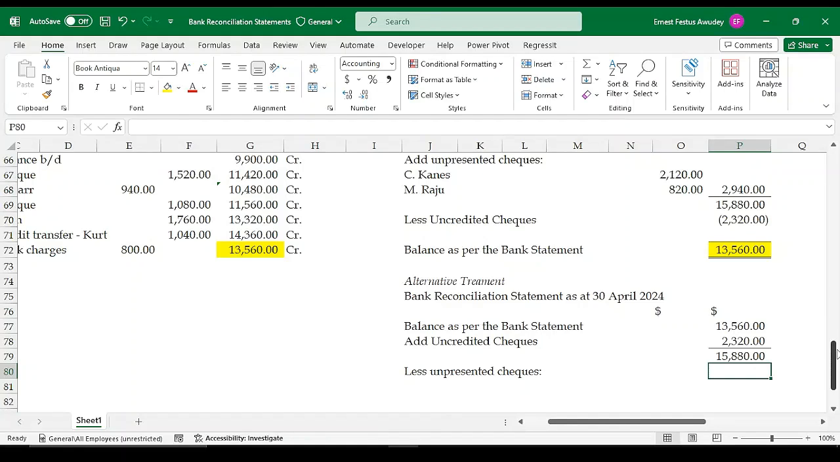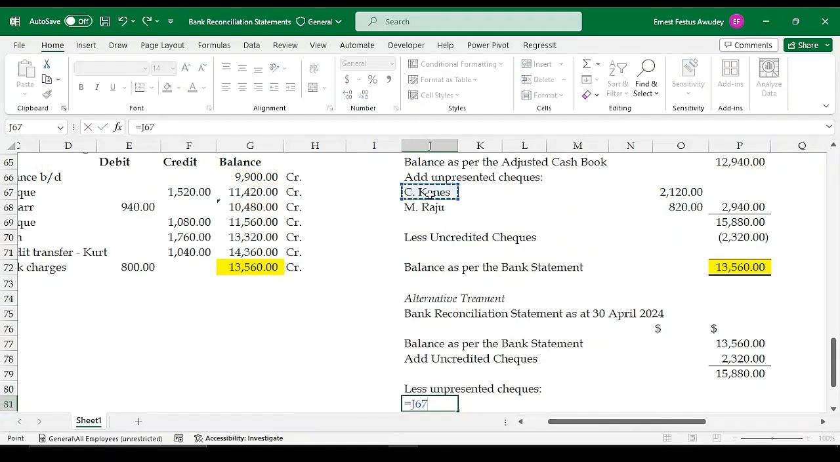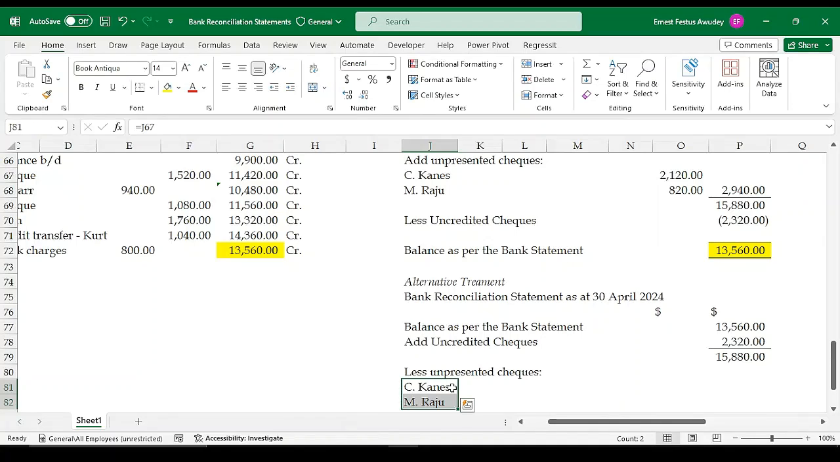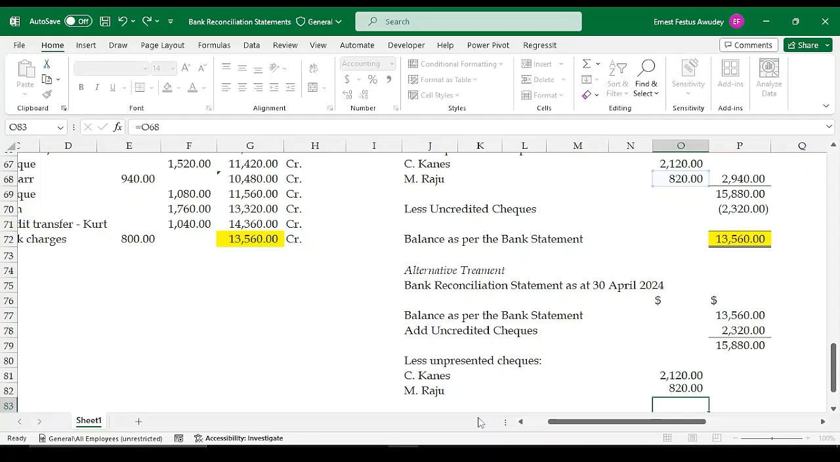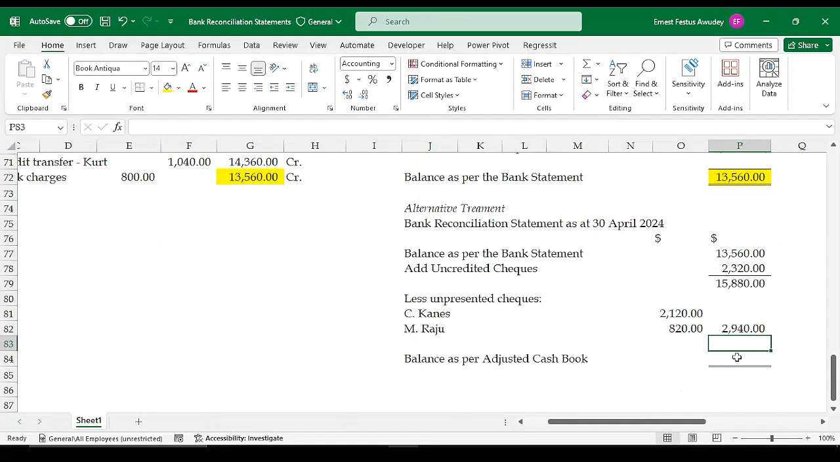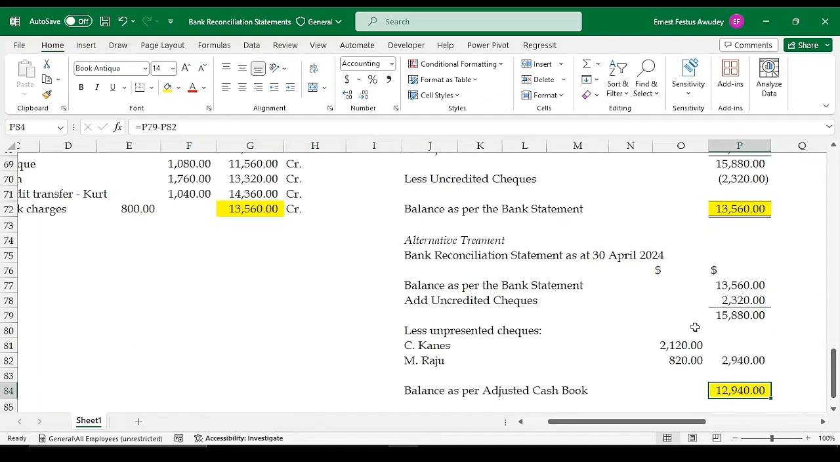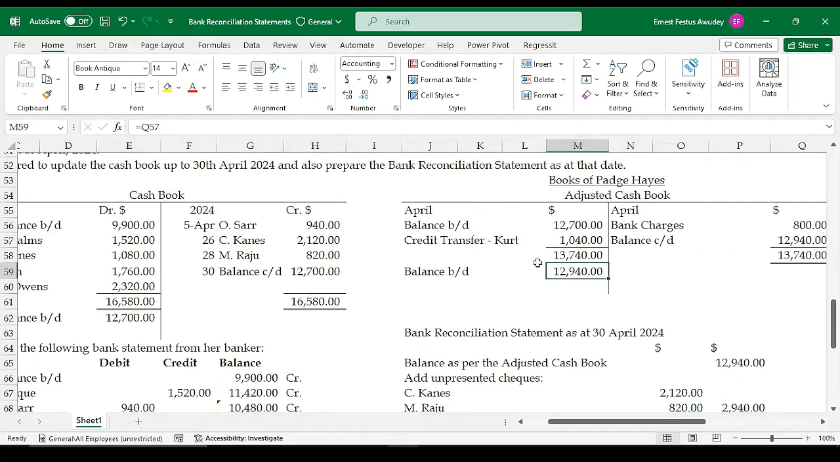And then we can less our unpresented checks. So we know our unpresented checks to be from C Keynes and M Raju. I can copy that across using Control D. And the amounts involved are these 2120. So I'm just copying the figures from what we have previously done. And then I can add those together. So I can have alt equals here and add these two together. And that will give me 2940. And since we are lessing it, I'll just come here and do 1580 minus 2940, and that will give me 12,940, which should agree with the adjusted cash book balance. So as you can see, they are agreeing here.